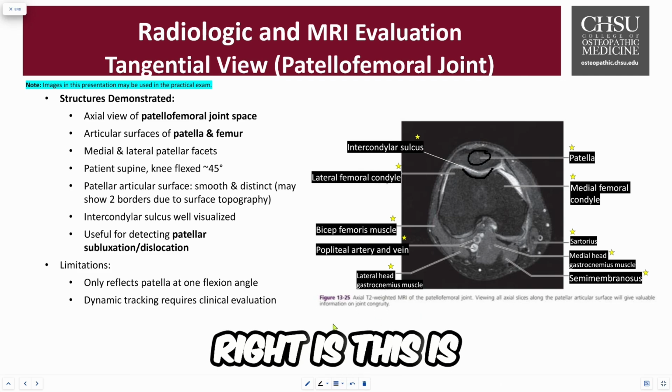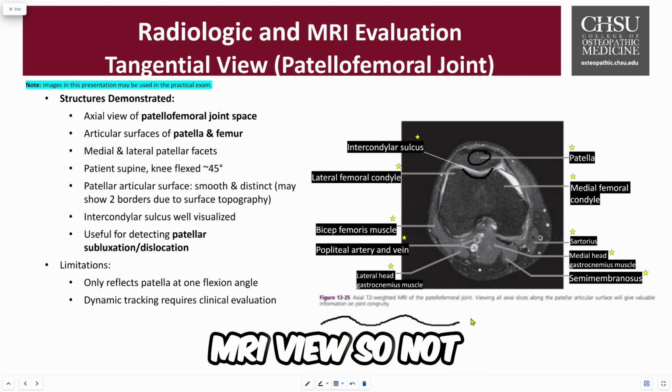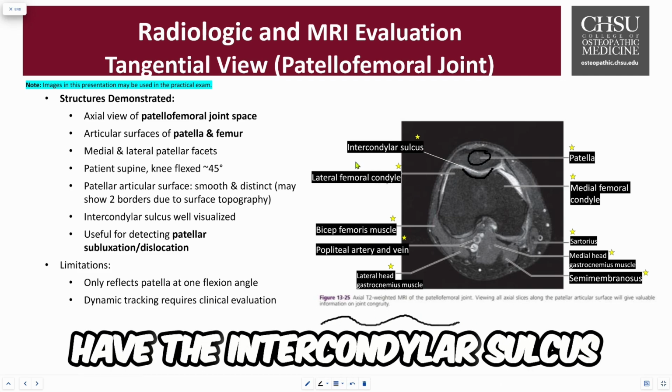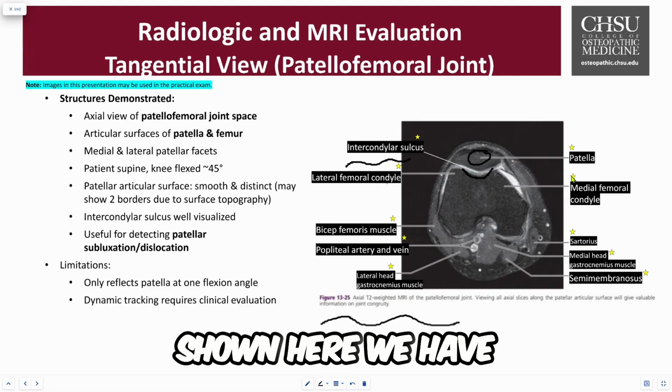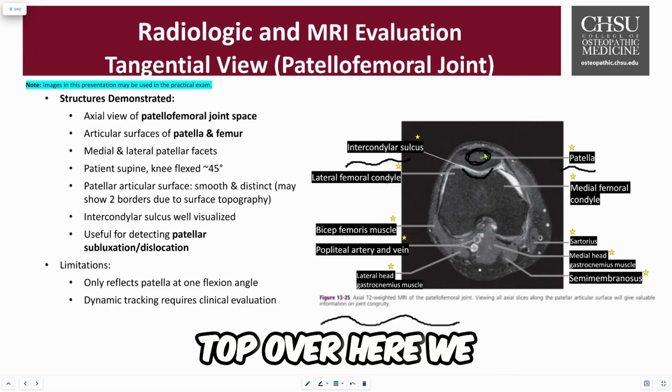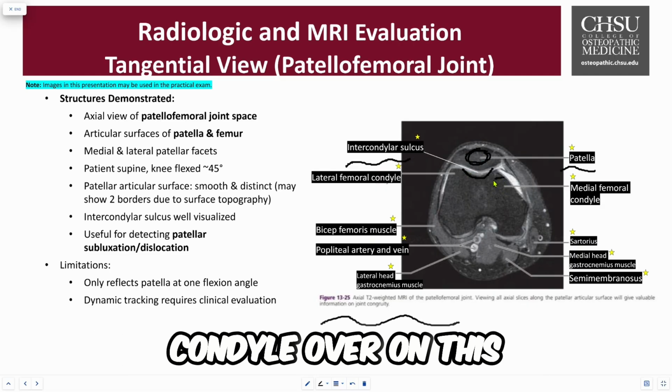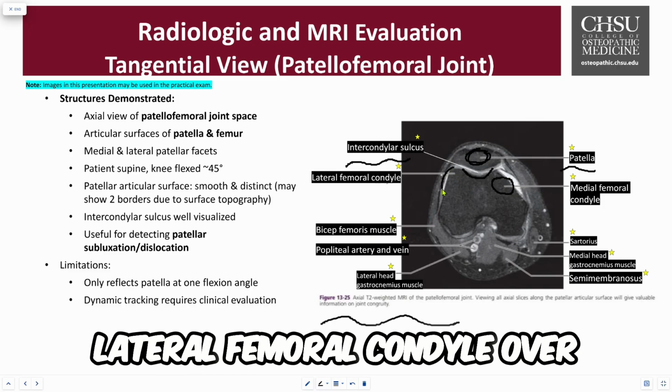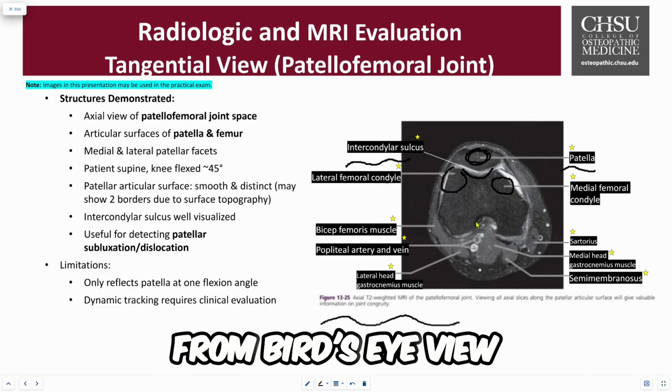So the first one on the right is going to be an MRI view, so not X-ray, but you have the intercondylar sulcus shown here. We have the patella shown up top over here. We have the medial femoral condyle over on this side, and then the lateral femoral condyle over here. So this is from a bird's eye view, top down.